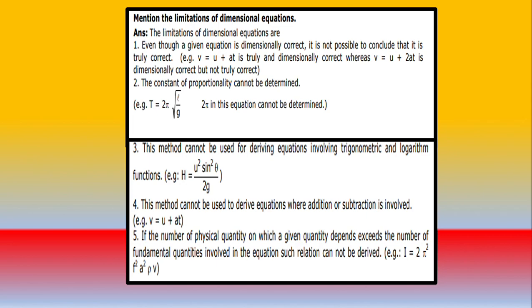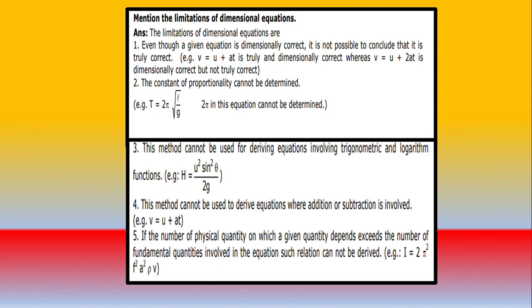Before going through these examples, you must also know the limitations of dimensional equations, which can be asked in an exam. One of the main limitations: as we said, v is equal to u plus at is an equation we can say is dimensionally correct. But if I write v is equal to u plus 2at, it is false. Dimensionally it will be correct, but it is not truly correct. So you should know the particular equation. Dimensionally you will say it is correct, but actually it is not. So it is one of the drawbacks.